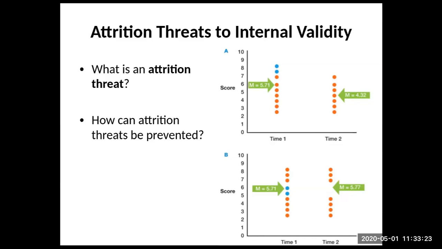Attrition threats can be prevented: if they're not there for their scores at time 2 because they drop out of the study, you must eliminate their scores from the average of time 1. And that way you get a much more accurate projection.